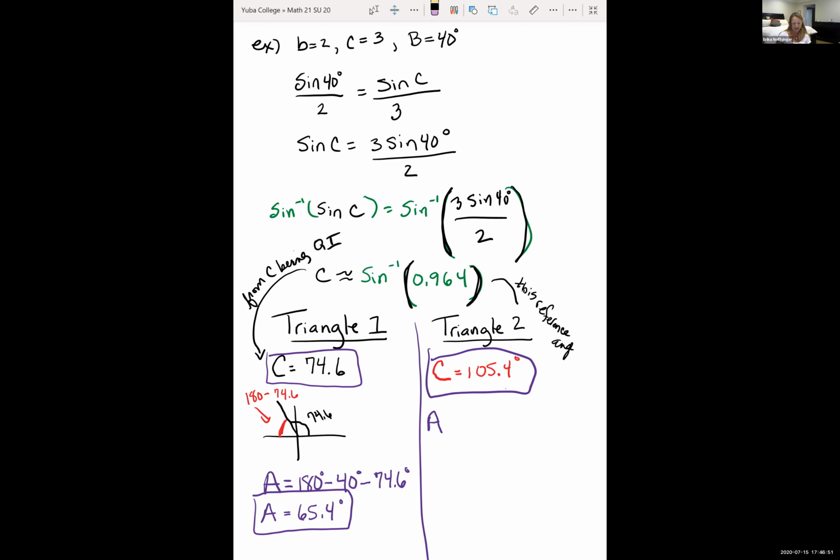So we would have A is equal to 180 degrees, that's the last angle we don't know, minus B, which we were given as 40 degrees, minus 105.4 degrees. So if this is not a negative number, which I know looking at it it's not, then that means that 2 triangles exist with the information that we were given. So doing this, I get A is equal to 34.6.